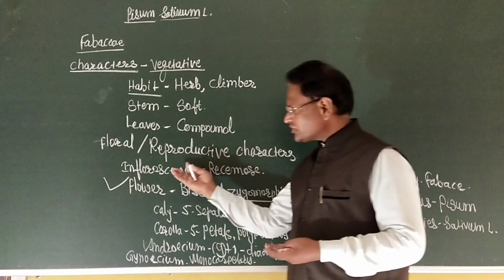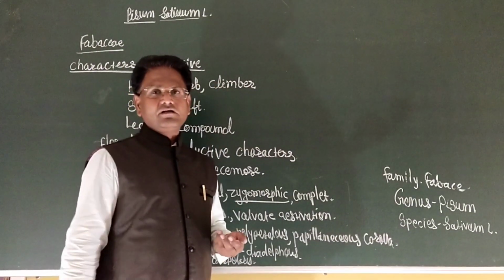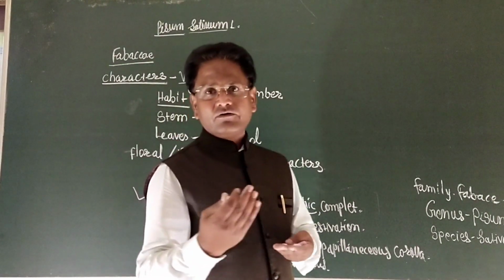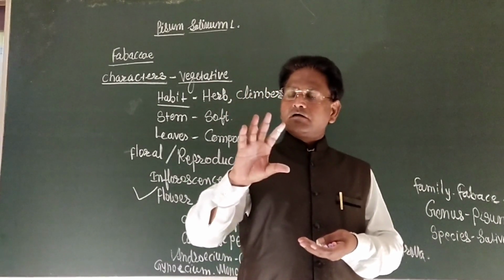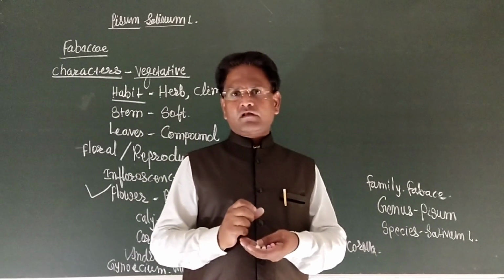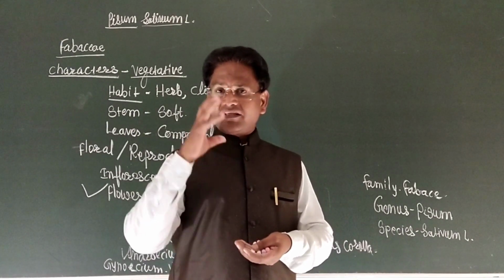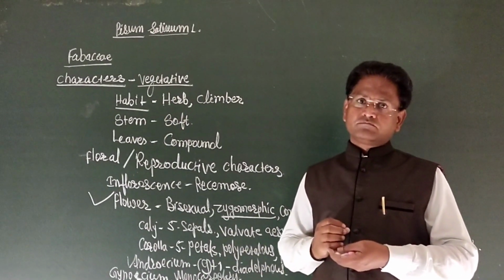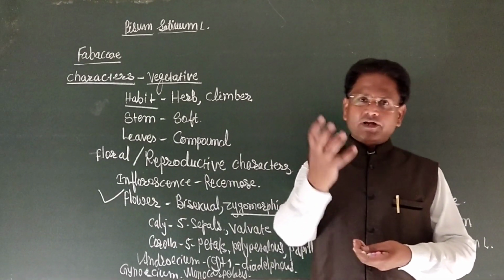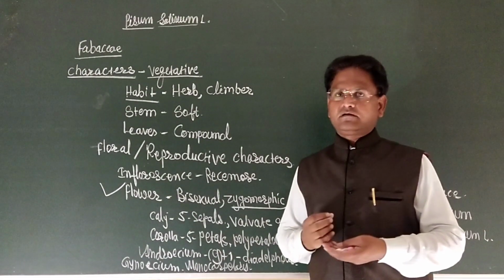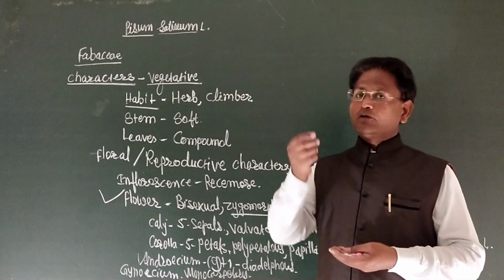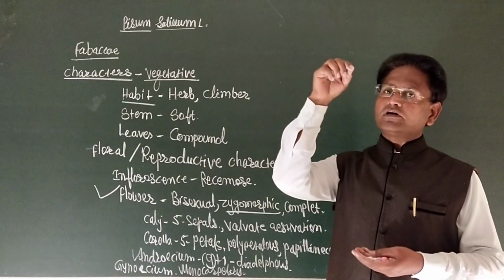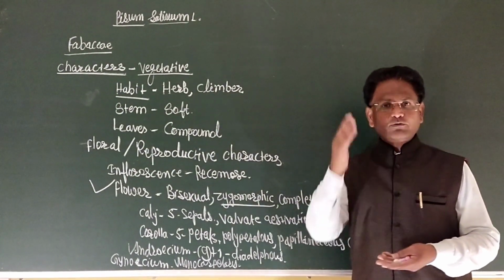Then the floral characteristics, reproductive characteristics, that is flower characters. Flowers are larger. Larger flowers are convenient for the operation of the androecium, for the collection of pollen grains from the anther of the androecium. Pollen grains are easily collected, and the collected pollen grain from the anther may easily be dusted on the stigma of the gynoecium, because the gynoecium is monocarpellary.